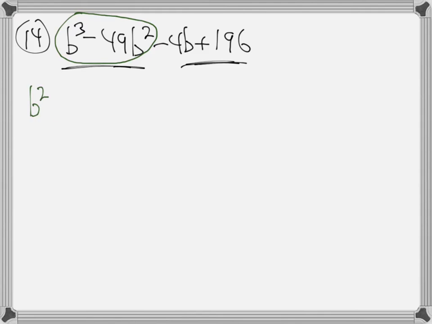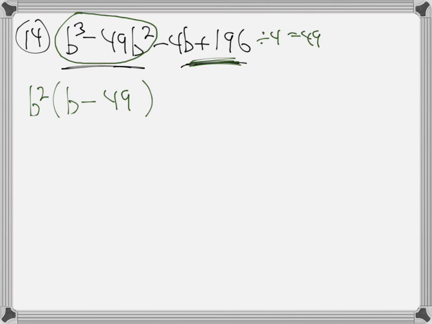B squared, which leaves b minus 49. Good so far? If I was to multiply, boom, b cubed, boom, 49b squared, right? Okay. Now the back 2, what do they both have? Well, you can use your calculator. It turns out that 196 is divisible by 4. I think it's 49, isn't it?